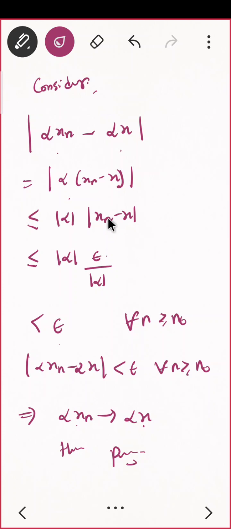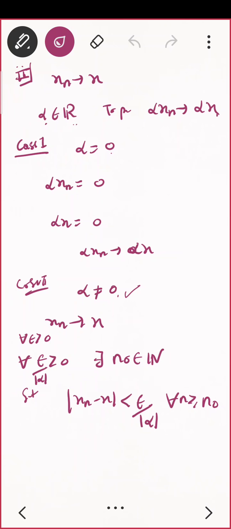So what do I need? I cannot restrict this, but I can restrict this guy. So I can write this as epsilon upon mod alpha, then this will get cancelled and I'll get epsilon. So that's why it clicked for me that I have to choose epsilon upon mod alpha. Same in the previous case.